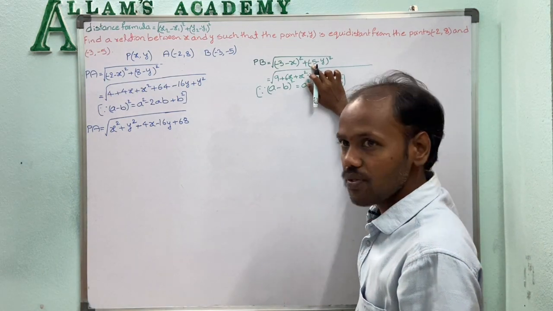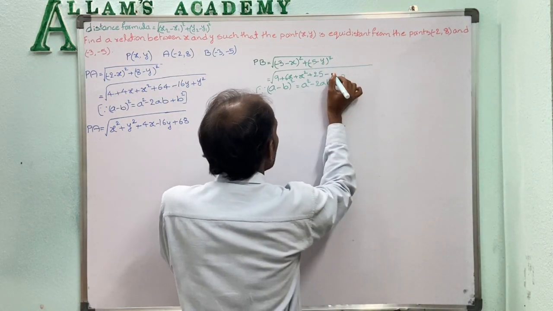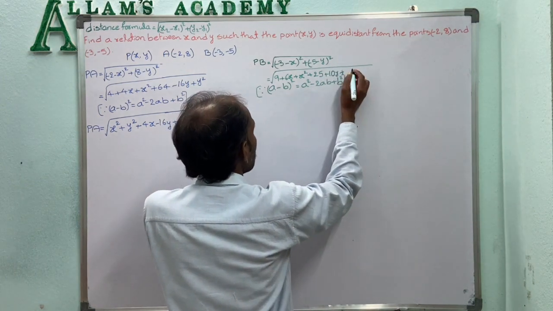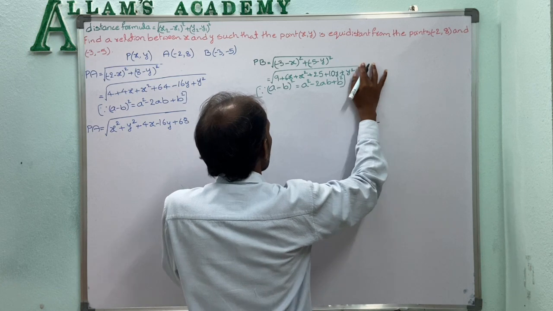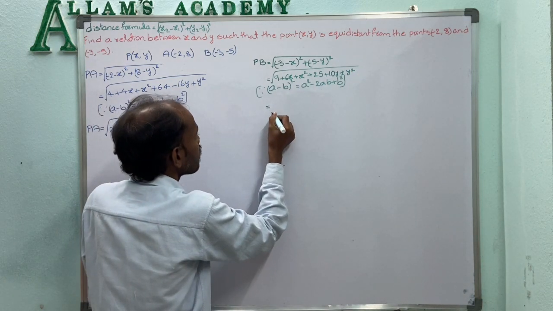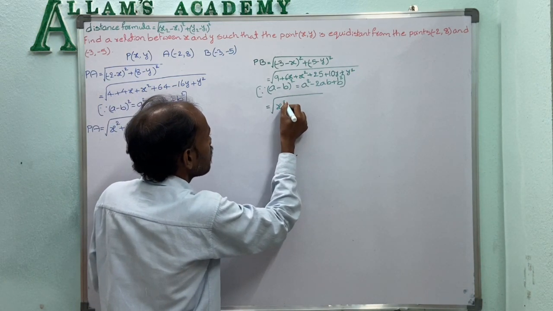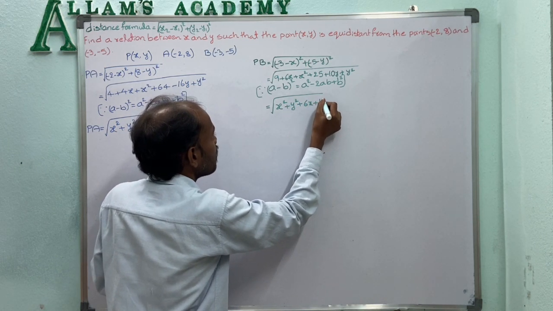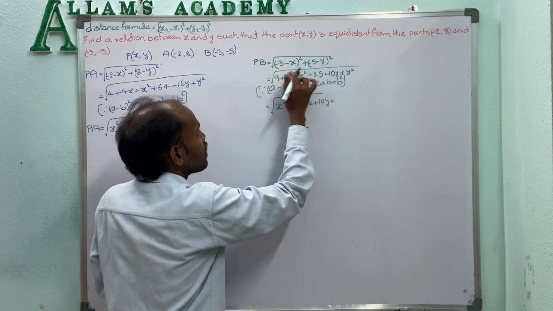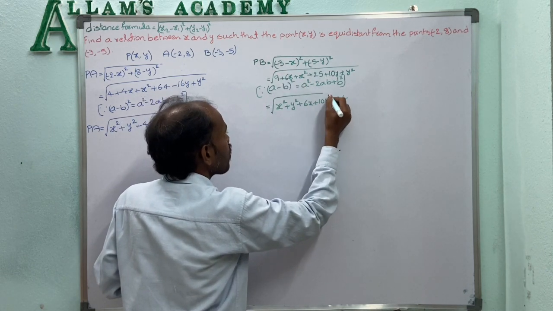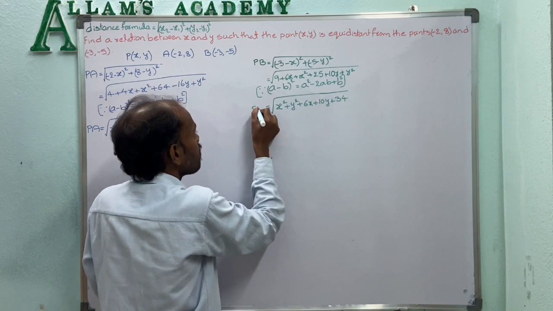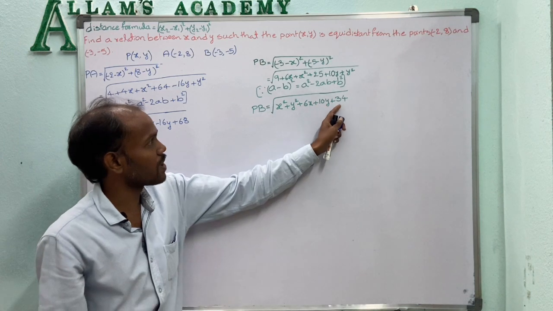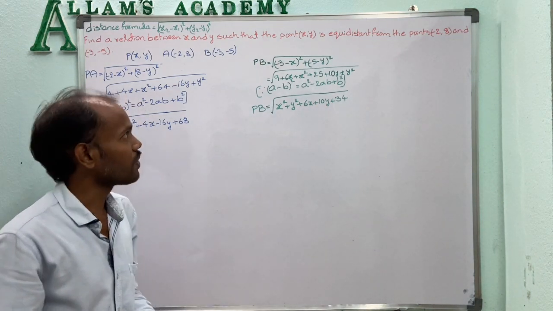So 2 into minus 5 is equal to plus 10y. So that is plus 10y plus b square, b is equal to y, so y square. So here we get under root x square plus y square plus 6x plus 10y, 25 plus 9 is equal to 34. So the distance between the points PB is equal to under root x square plus y square plus 6x plus 10y plus 34. That one we get.